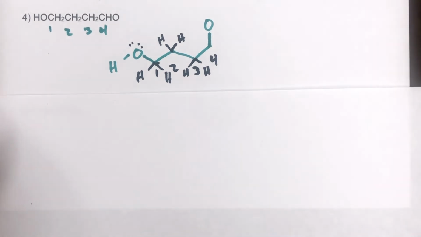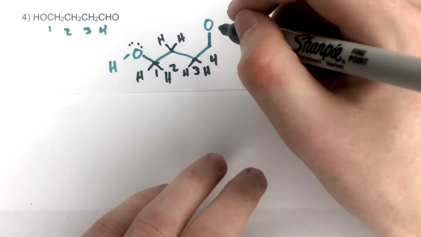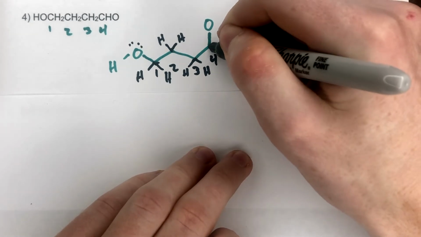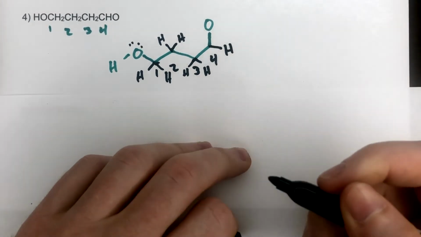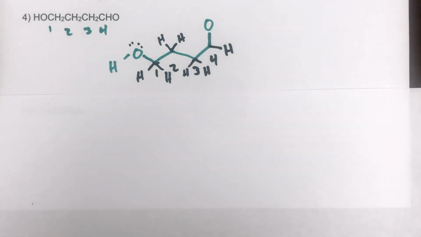Now, if we look at carbon 4, this is the real problem. So we see that carbon 4 only has 1 hydrogen on it because it's CHO. If it was COH, we would say that that oxygen is bound to the hydrogen. But since it's CHO, we're saying that the carbon is bound to the hydrogen, not the oxygen.